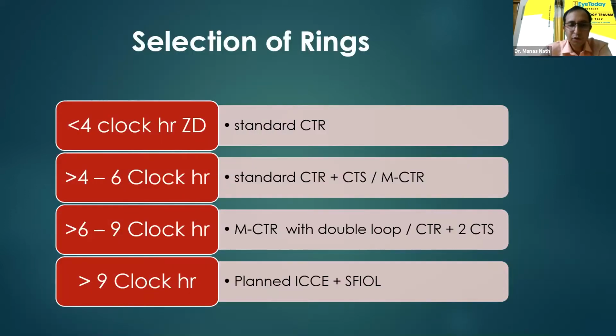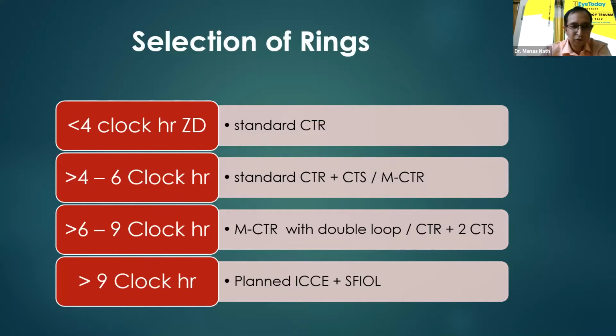So this is a classification which I always follow while planning for my surgeries. Whenever there is zonular dehiscence of less than 4 clock hours, only a standard CTR will do the job. And whenever there is zonular dehiscence of 4 to 6 clock hours, I usually prefer a standard CTR with a CTS, capsular tension segment. One can also use a CTR in these cases.